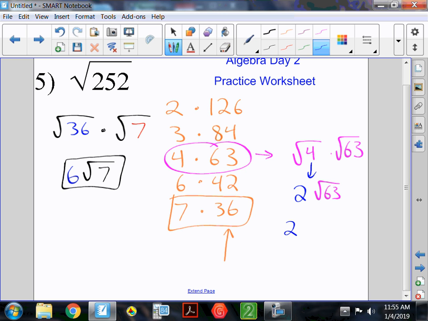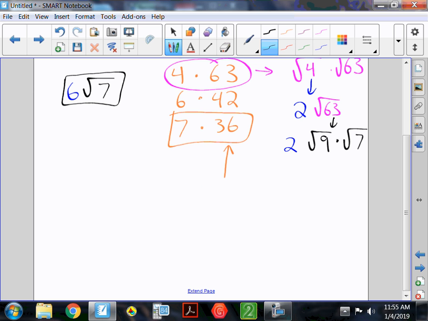So my 2 is going to stay there, and I'm going to break the 63 down into 2 other numbers. 63 is 9 times 7. So notice that 9 is a perfect square. That means that the 63 could be reduced or simplified more. If I keep going with that problem then, I have my 2 times the square root of 9, which is 3, and my square root of 7 is a prime number, so it stays how it is. And so my answer to all this would be 6 root 7.